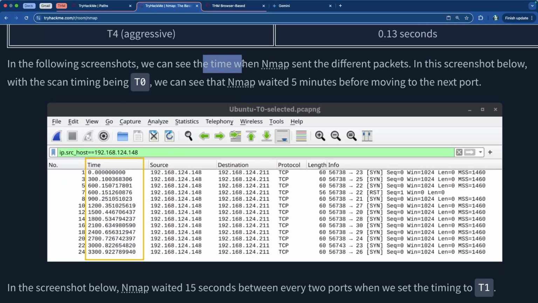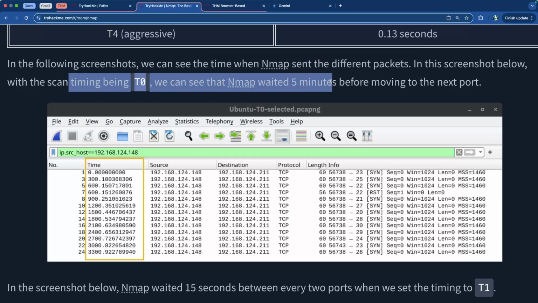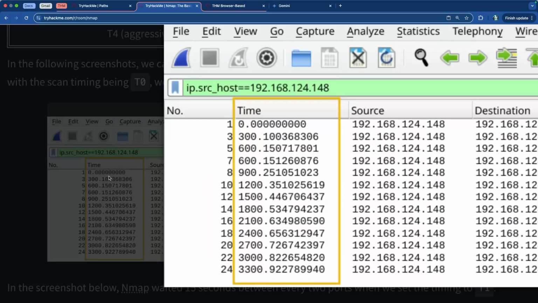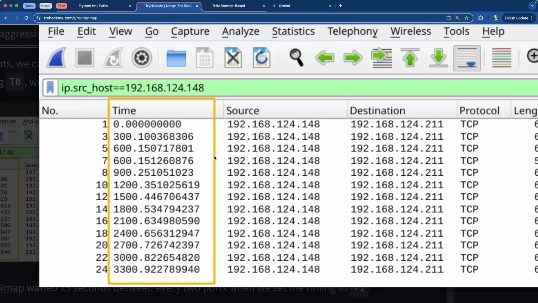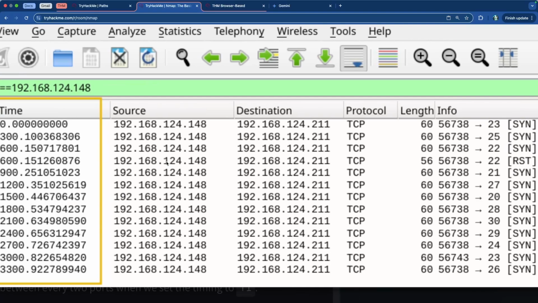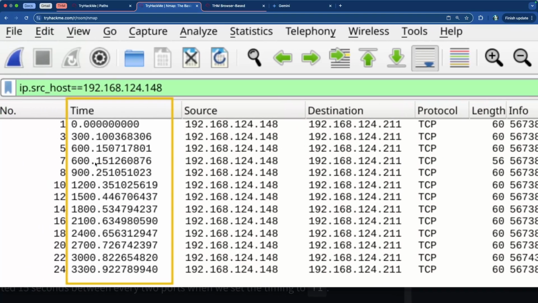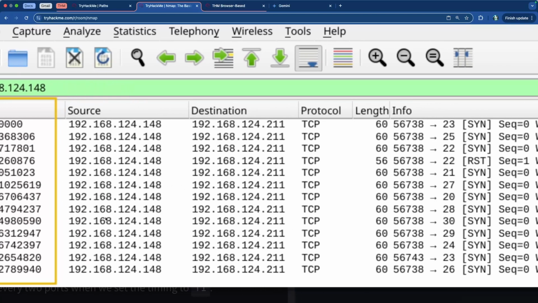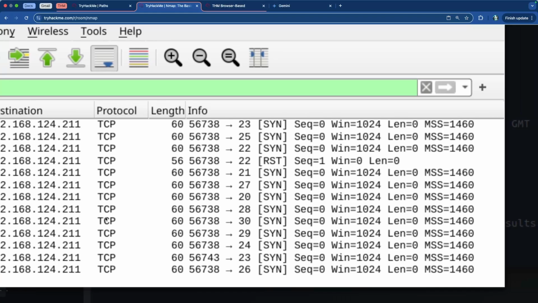In the screenshot, we can see the time that Nmap sent the different packets. When scanning with timing T0, we can see that Nmap waited 5 minutes before moving to the next port. So this is what you see right here. 300 seconds resembles 5 minutes, right? 600 seconds, and then 600 seconds again. And then 900 seconds, 1200 seconds, 1500, 1800. So it's basically adding 5 minutes to every single ping or SYN packet that's going out.